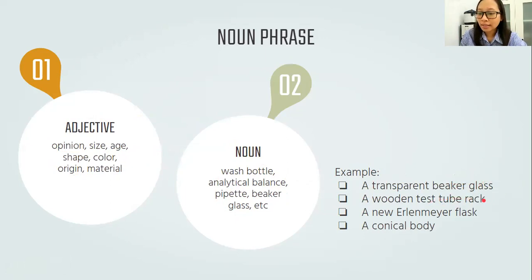Test tube rack yang terbuat dari wood. A wooden test tube rack. Erlenmeyer flask yang baru. A new Erlenmeyer flask. Bagian badannya bentuknya seperti cone. A conical body. Jadi bukan a body conical, tapi a conical body. Susunannya berbeda dengan di bahasa Indonesia. Okay. I believe you have understood about this one.